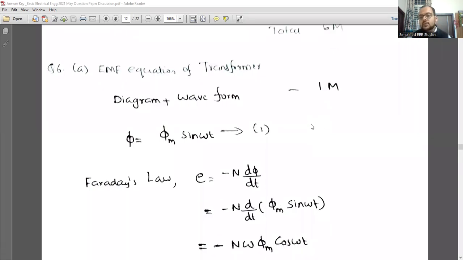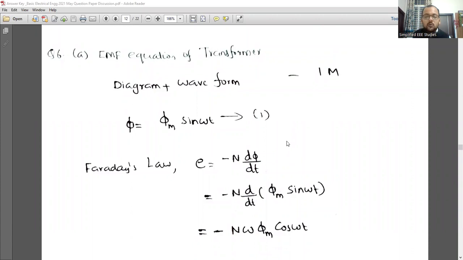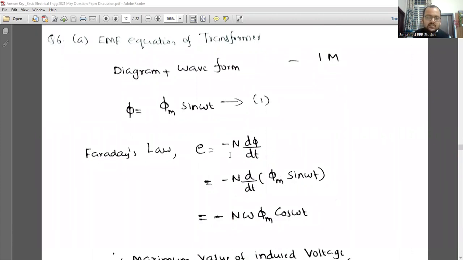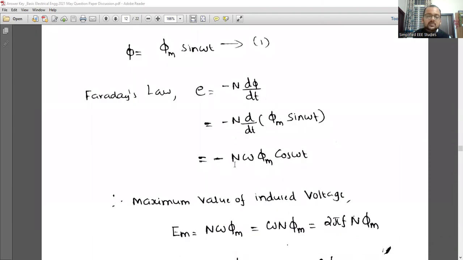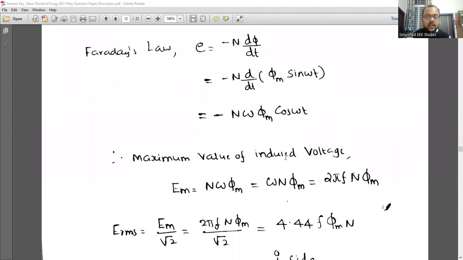Calculus part is mandatory. So please recall the basic formulas of calculus. e is equal to minus N d by dt of phi m sin omega t. Then I am getting minus N into omega phi m cos omega t. From this you can separate it. N into omega into phi m is nothing but Em. Correct, no? Then omega, you already know that it's angular frequency. The relation between angular frequency and supply frequency is omega equal to 2 pi f radian per second, where f is the supply frequency and omega is the angular frequency.